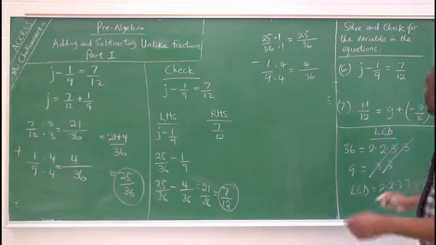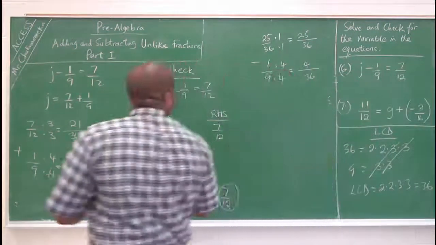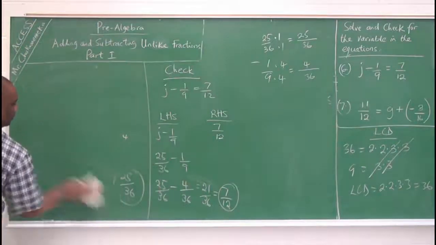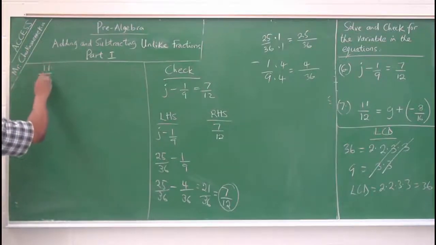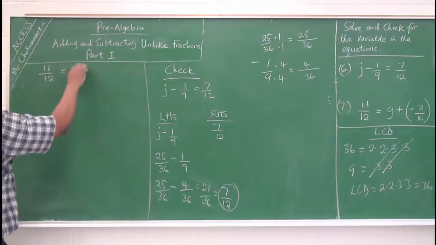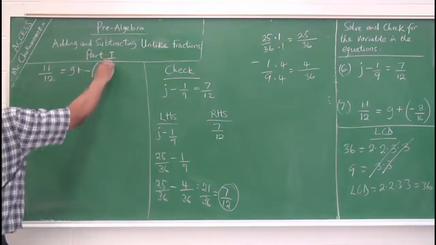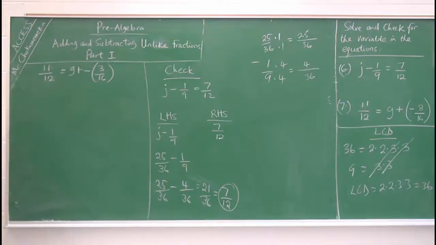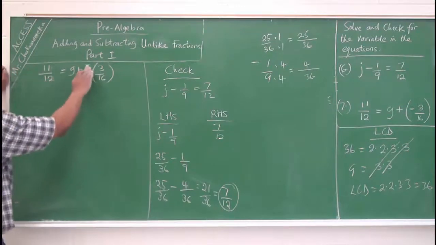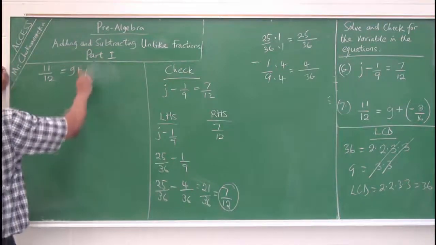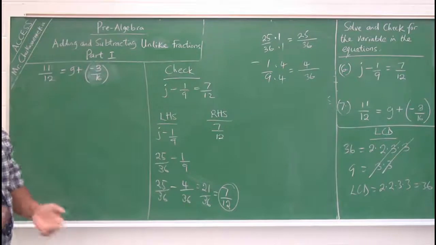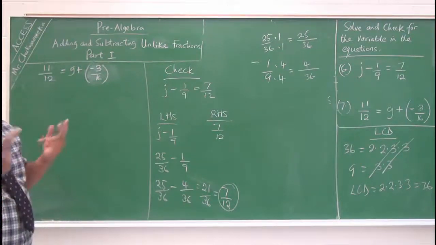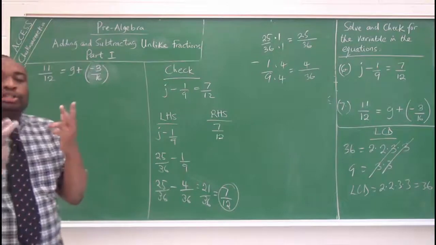Okay? Now, last but not the least, 11 over 12 equal to G plus minus 3 over 16. So we simplify this, you know, we make these 2 signs equal to be 1 sign. Now this should be negative. It does not matter whether the negative is outside or inside. Those 2 signs that are the same, that are close to each other.